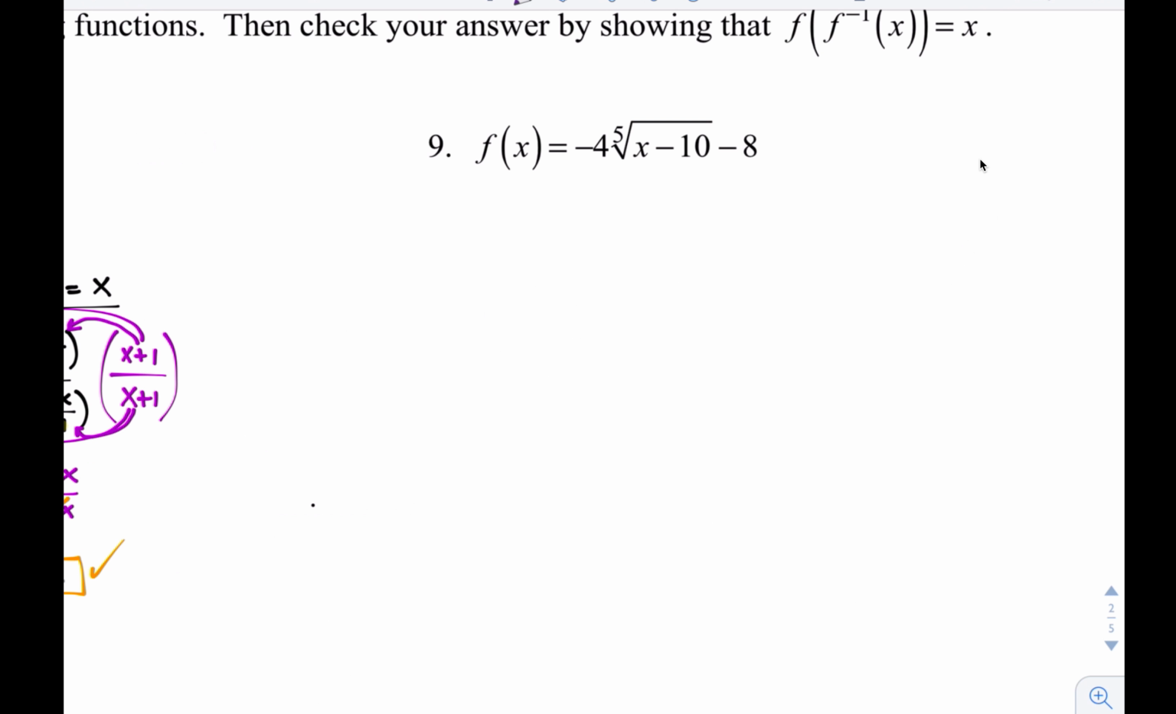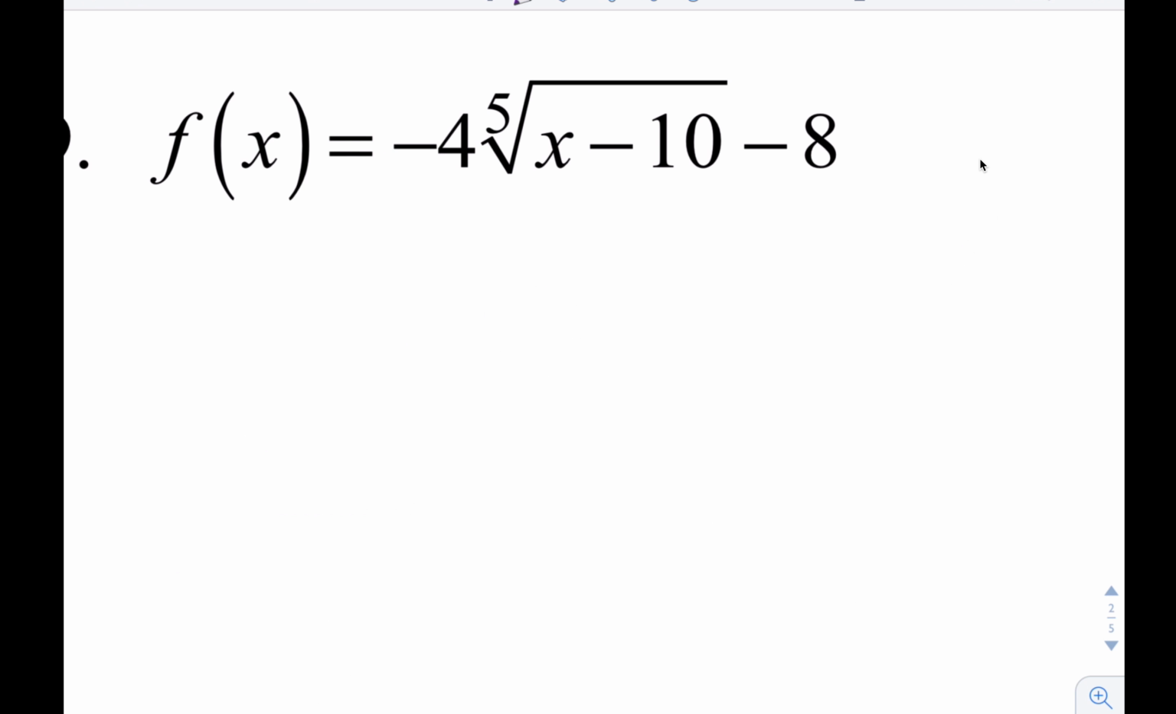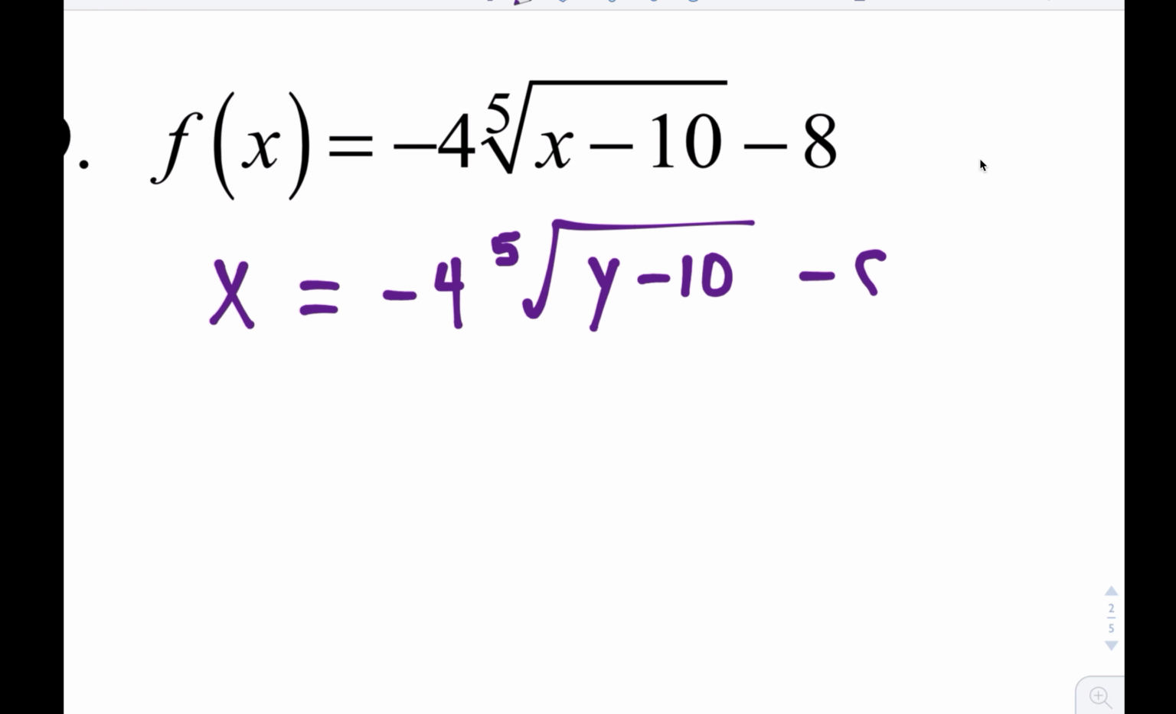Okay, and then moving on to number 9, same thing. Again, you're going to switch x and y, so x is now going to be equal to negative 4 fifth root of y minus 10 minus 8. Okay, so anything that's on the outside of the fifth root, I need to move that over first. Okay, so that's going to include this negative 4, and that's going to include the minus 8.